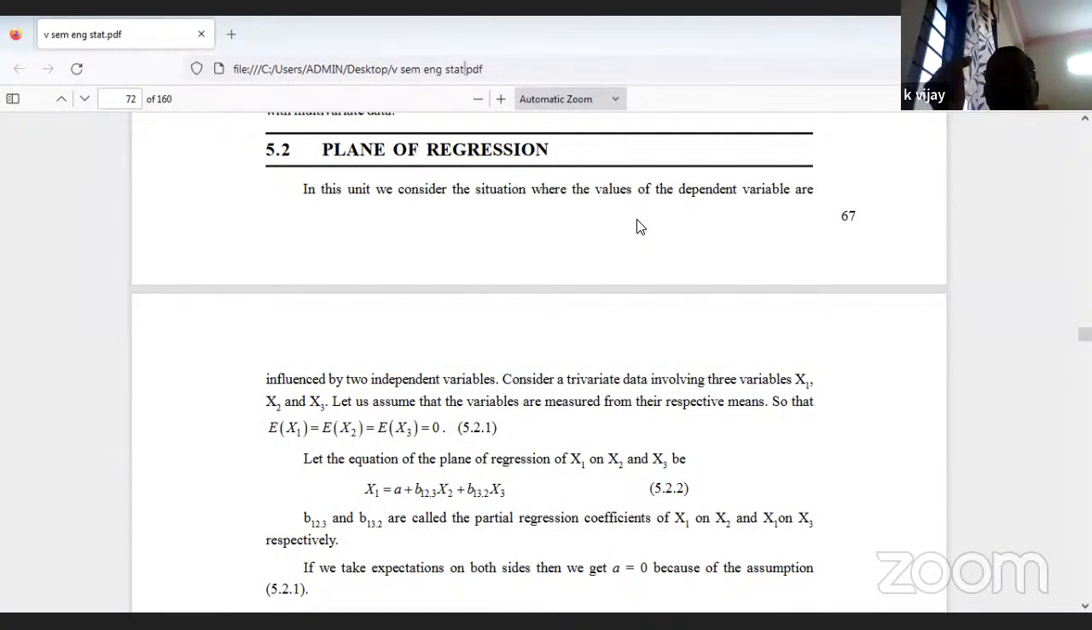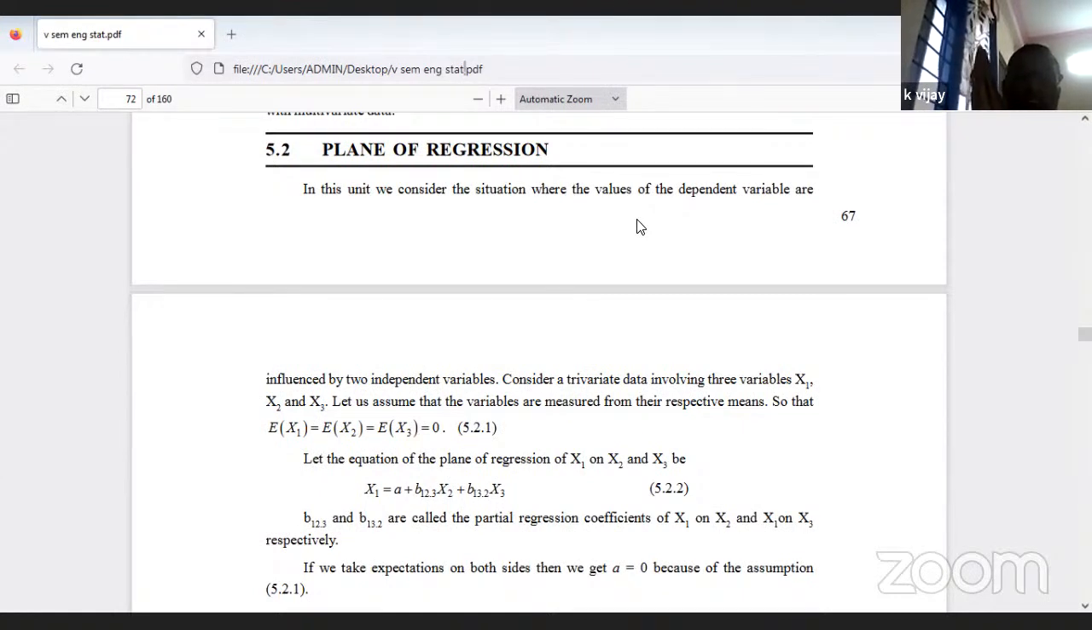In the plane of regression, we consider the dependent variable influenced by two independent variables. What are the two independent variables? X2 and X3. So consider trivariate data. Trivariate means three variables: X1, X2, X3. Assume the variables are measured from their respective means, so E(X1) = E(X2) = E(X3). E of X we can write as the mean.